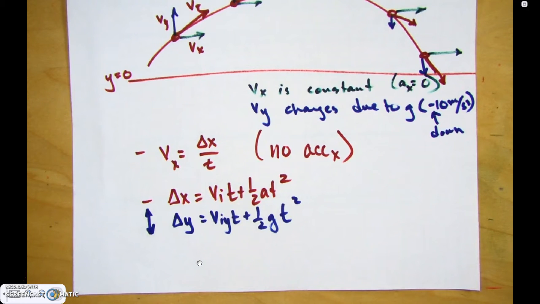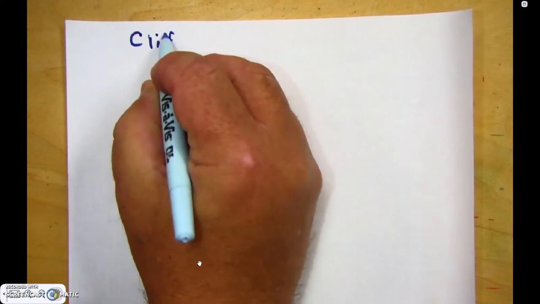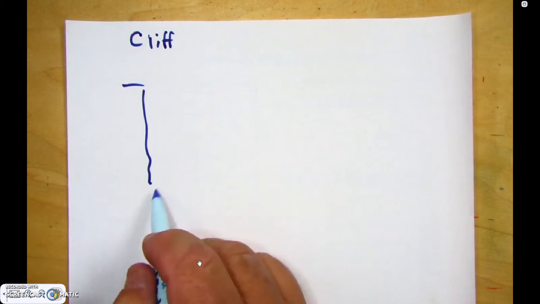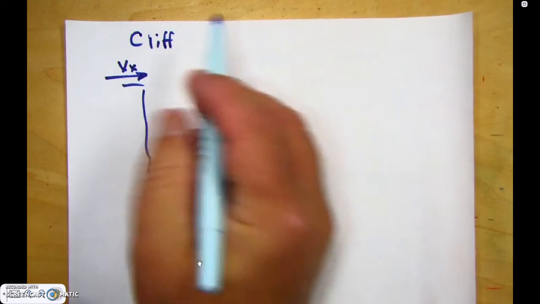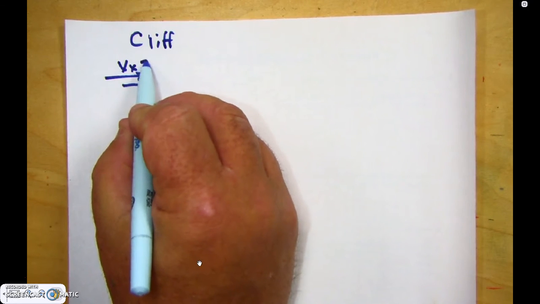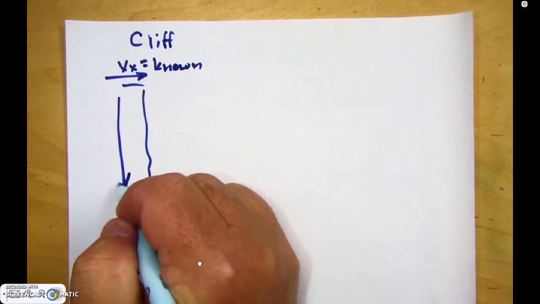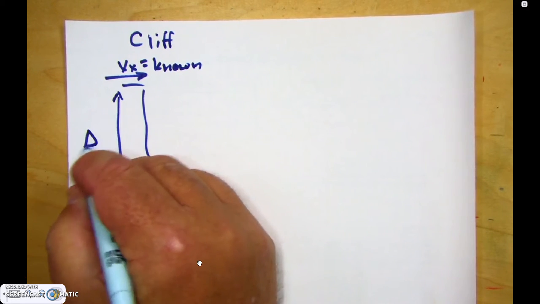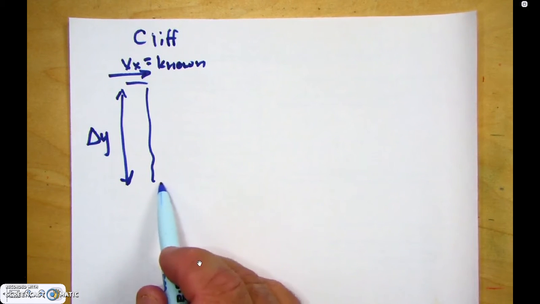Okay, let's look at the two types of problems we can encounter with that. First of all is a cliff problem. The cliff problem is something obviously being thrown off a cliff. Now, key thing in this is they're going to somehow give you the Vx usually. That's usually known. And the other thing they usually tell you is the delta y. They usually tell you the height of the table. So those are the two things we normally know.